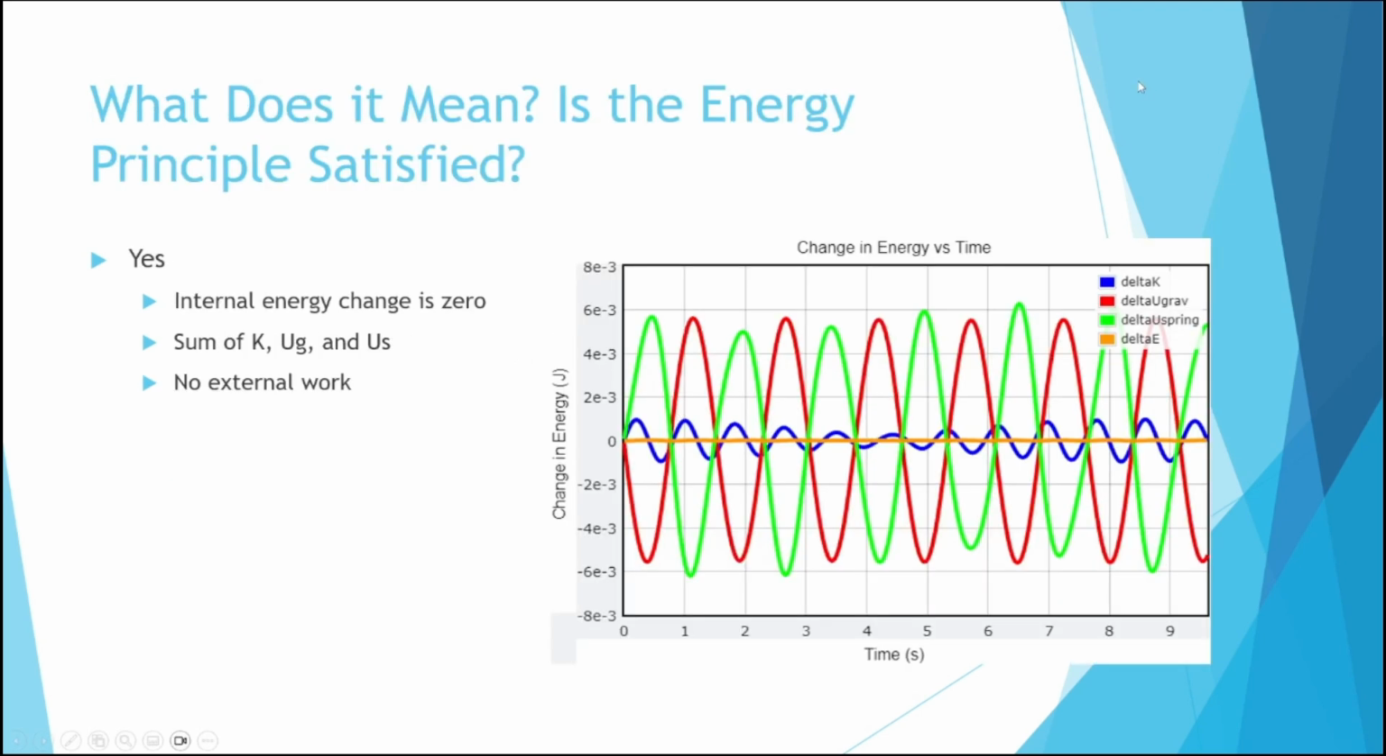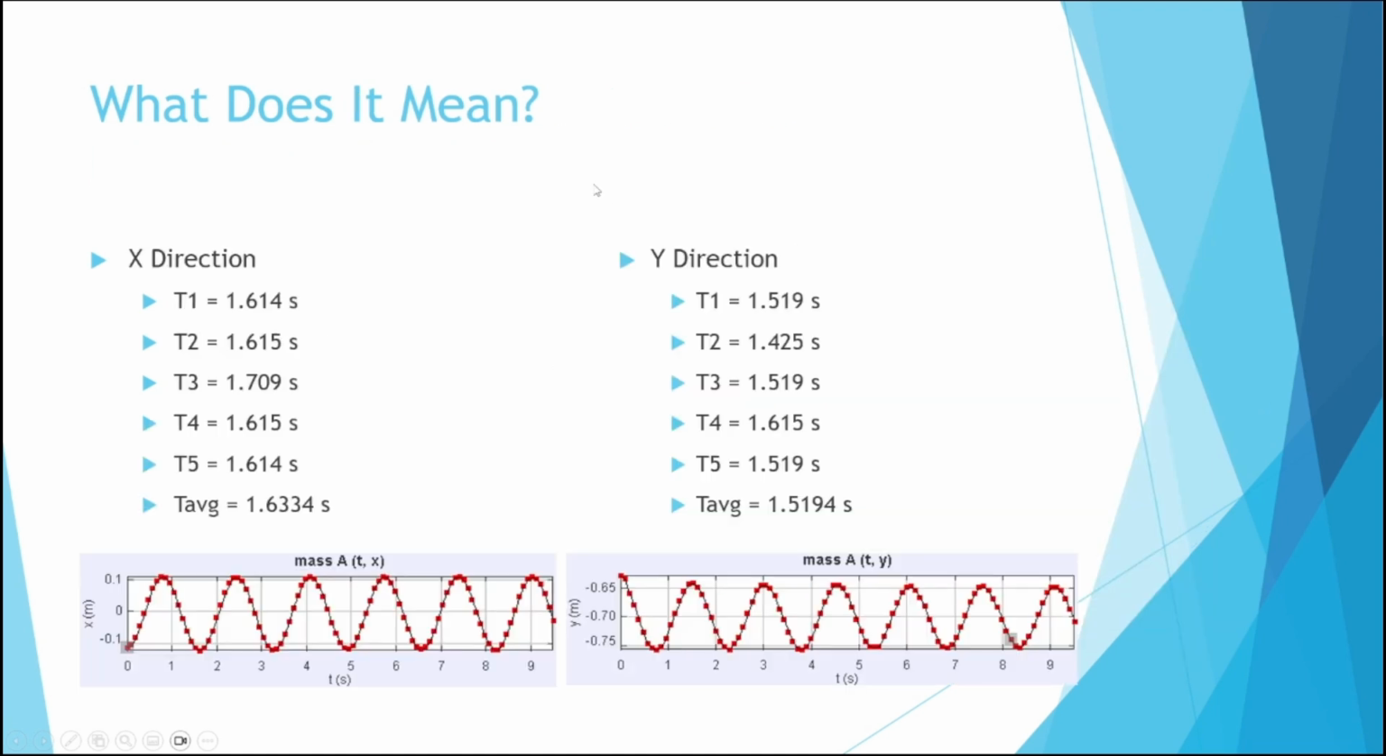For the first what does it mean question, is the energy principle satisfied in this experiment? And the answer to this is yes, because the internal change in energy is zero since there is nothing in the surroundings. This is found by summing up the potential energy of gravity, the potential energy of the spring, and kinetic energy, and they stayed at zero throughout the entire experiment, showing that no external work was done.